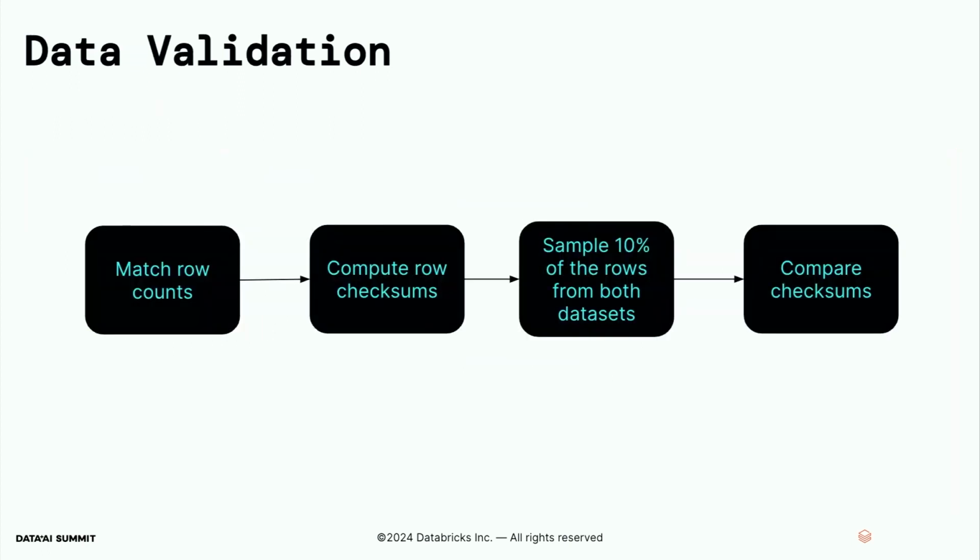So once both Hive and Spark runs have finished, we trigger the data validation between all the output tables of Hive and Spark payloads. And here's how we do the data validation. First, we compare the row counts between the two. And then we compute row checksums and sample 10% of the rows from both the data sets, and then compare those checksums using symmetric difference, which ensures that the comparison is order agnostic.